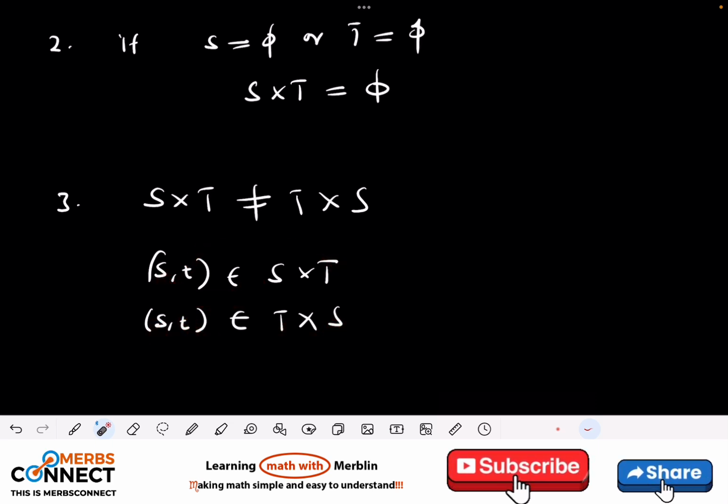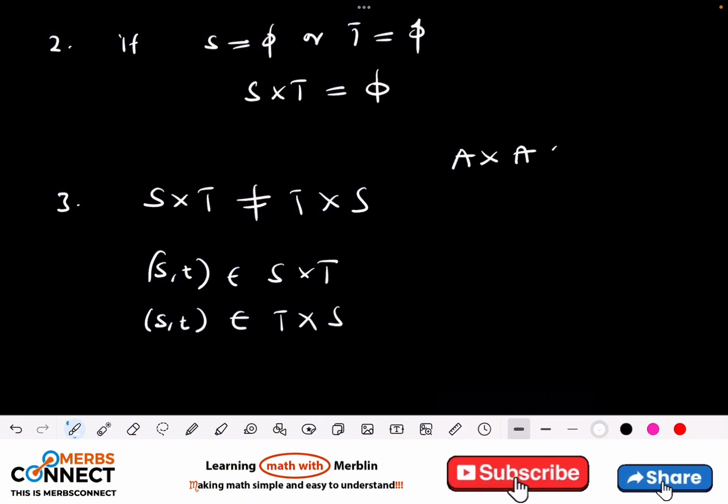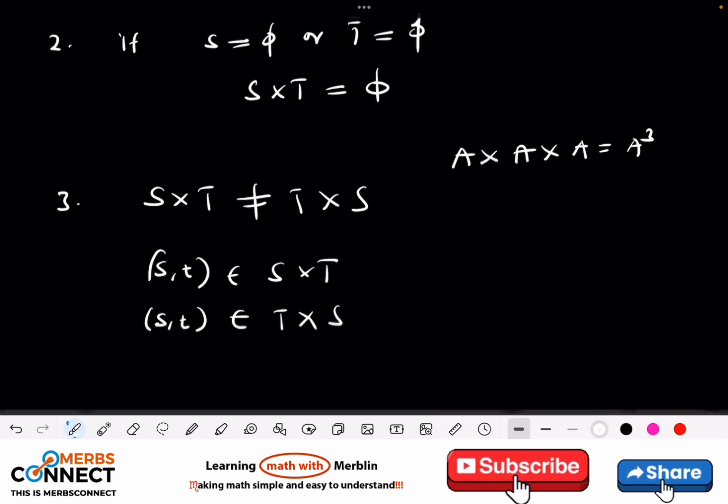Another one that we can talk about is if we have identical sets, the same values. Assuming I have A cross A cross A, this can be written as A cubed. So that's one more thing we can learn from this.